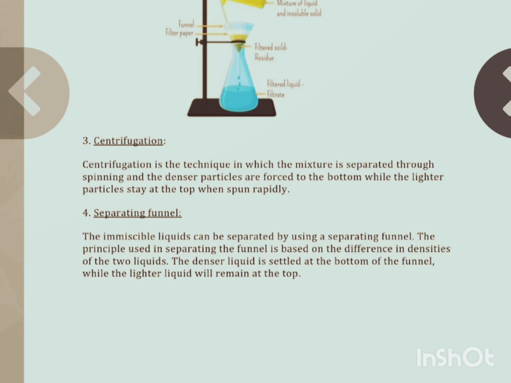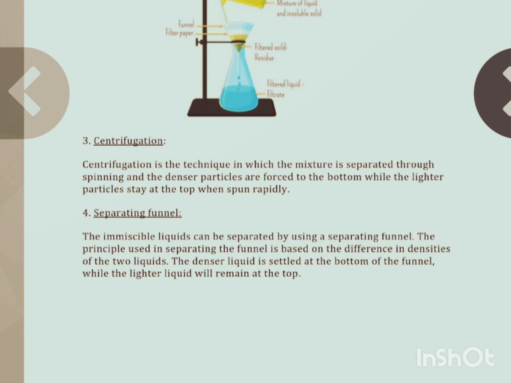Okay, the next we have is the separating funnel. Immiscible liquids can be separated by using a separating funnel. That is, the separation in the funnel is based on the different densities of two liquids. The denser liquid settles at the bottom of the funnel while the lighter liquid will remain on the top.